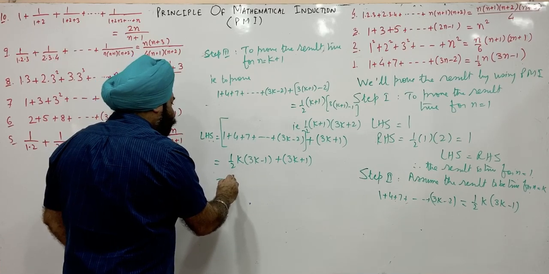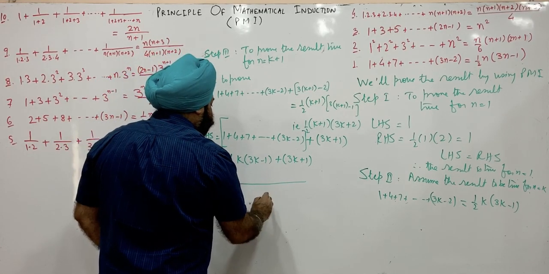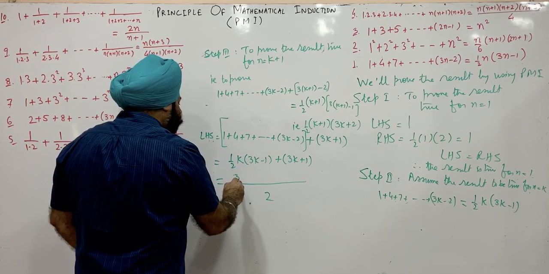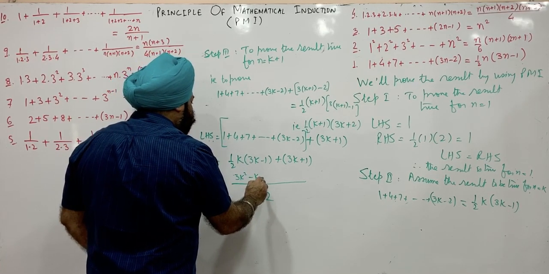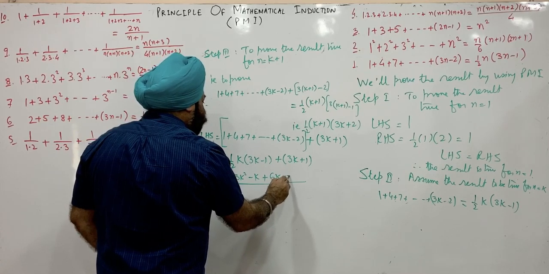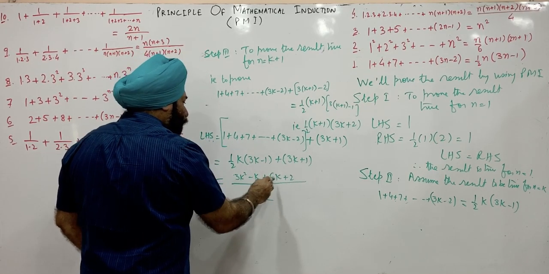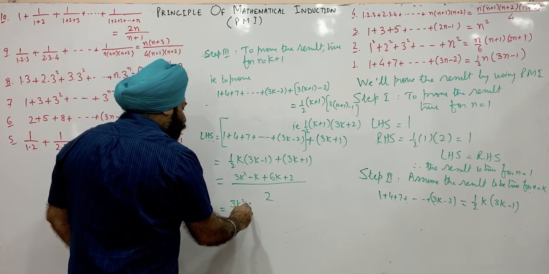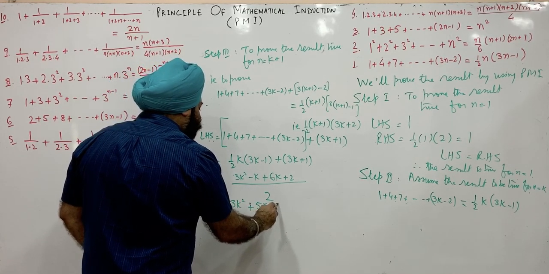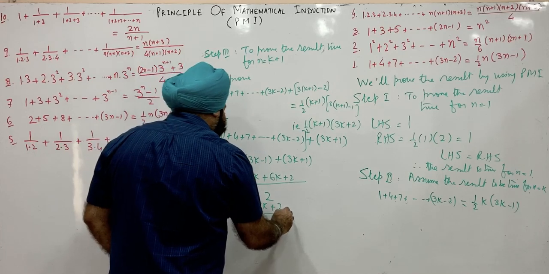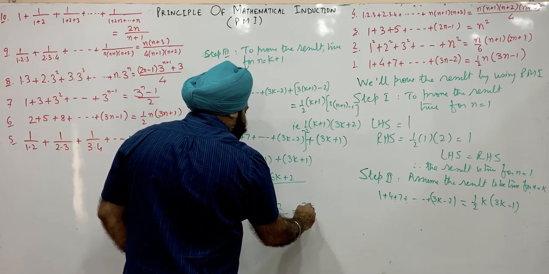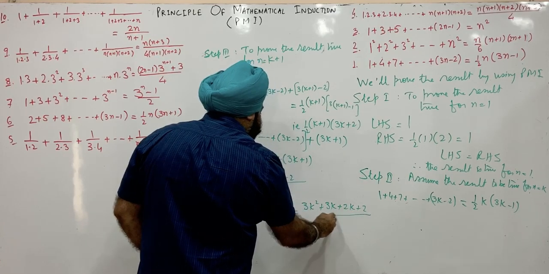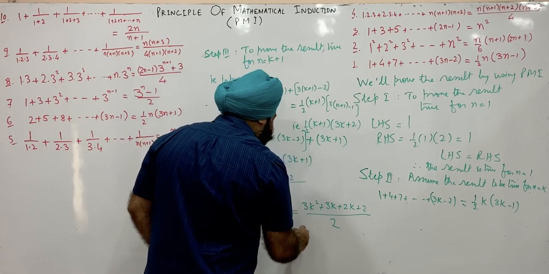This is, take LCM because we need 2 here. This will be 3k square minus k plus 6k plus 2. 2 into 3k plus 1 is 6k plus 2. This is 3k square plus 5k plus 2 upon 2, which can be written 3k square plus 3k plus 2k plus 2 divided by 2.